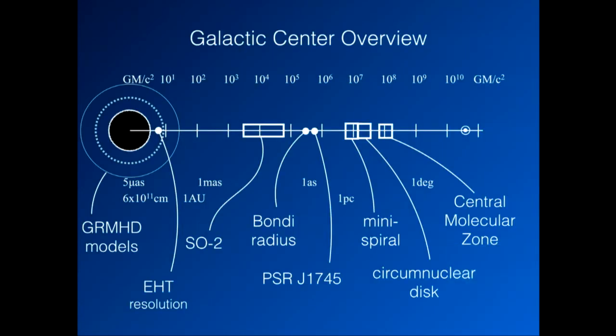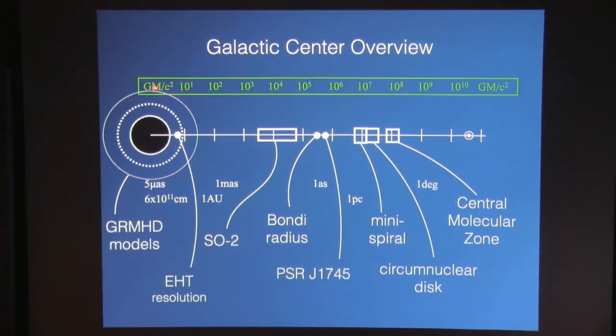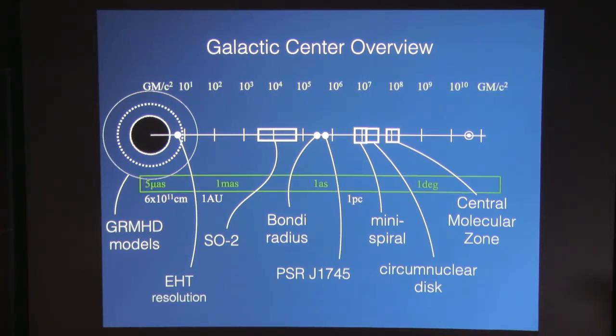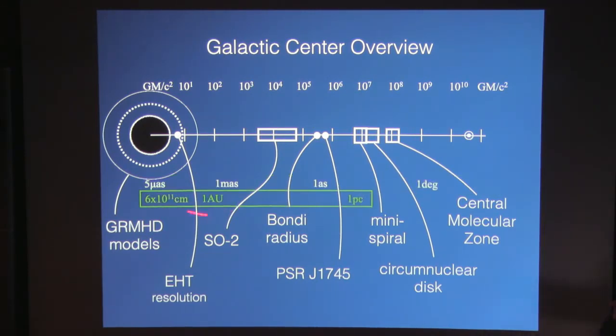Okay, so here is my overview of the galactic center, and I'll go through this in some detail. So let's start with the labels on this plot. This shows distance from the center of the galaxy, which is where all distances should be measured from, in units of GM over c squared. And then a little further down, I have the same distances measured in angular size. So 1 degree here down to 5 microarcseconds, which corresponds to GM over c squared for the galactic center black hole. And then down here, the distances in physical units. So 6 times 10 to the 11 centimeters is a characteristic size for the galactic center black hole. And then one astronomical unit lies out here at a few tens of GM over c squared.